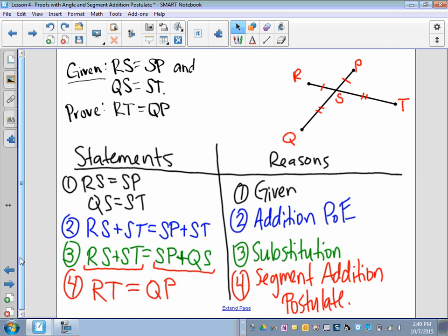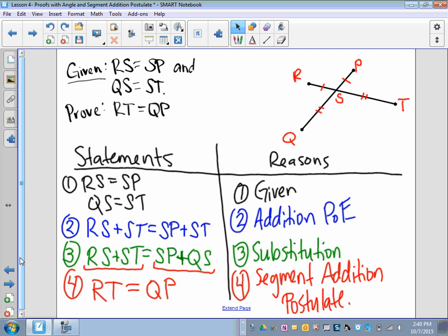So notice there were two different ways of going about it. You still use the same ideas. We still use substitution and the segment addition postulate. But like I said, I started off by stating my segment addition postulates and then working down to get to this, whereas they started with their given and built it up to get to the segment addition postulates. So either way works. Again, as long as your statements are valid and your reasons match them, then it's fine. You may go about it different ways. Questions on that? Okay.